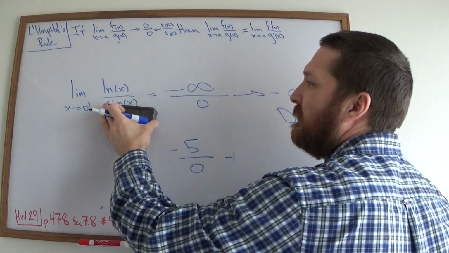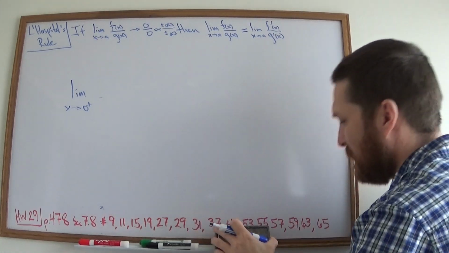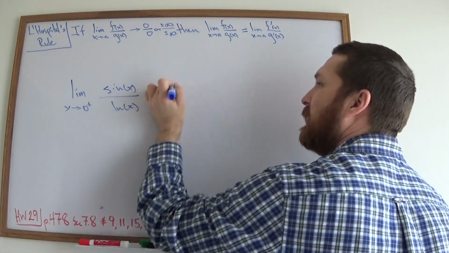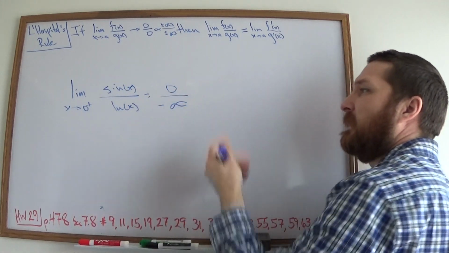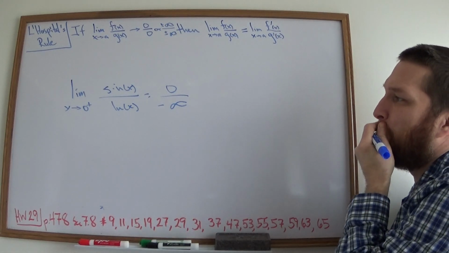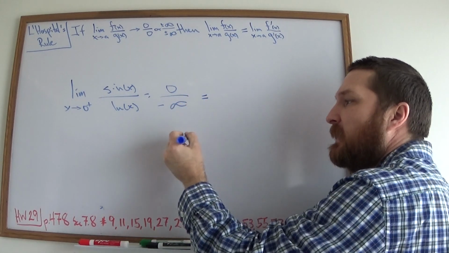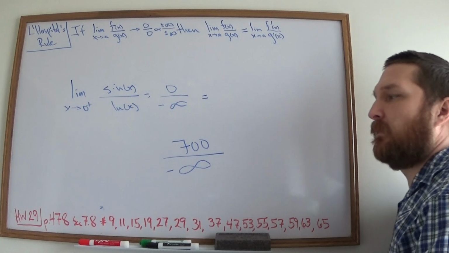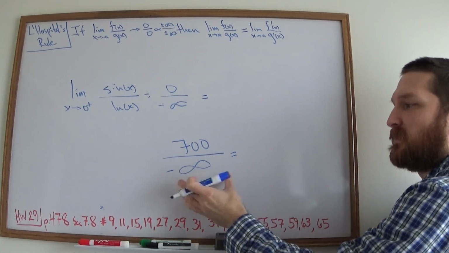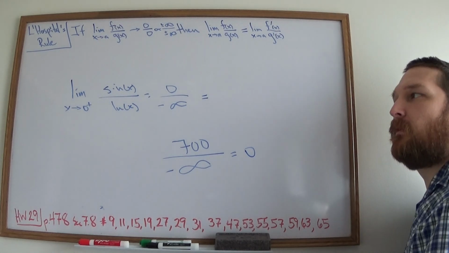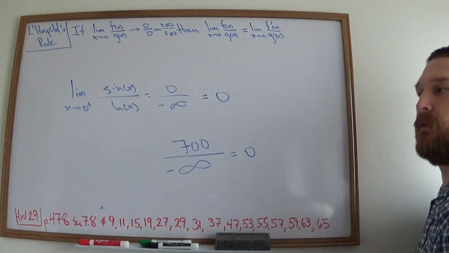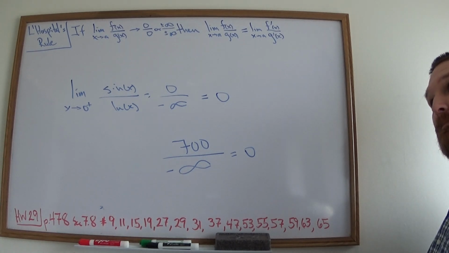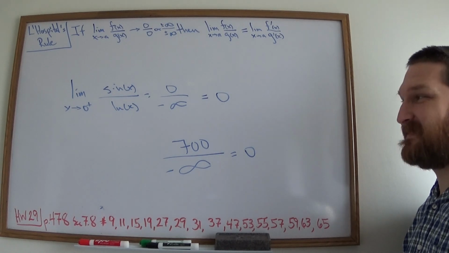Now, what if we had done it the other way around? If we had sine over log, you'd say, well, it's going to 0 over negative infinity. What's that? 0. Because if you had any number, 700, over something that goes to negative infinity, this is going to get really, really small. It's going to go to 0. So 0 trumps infinity in this case.